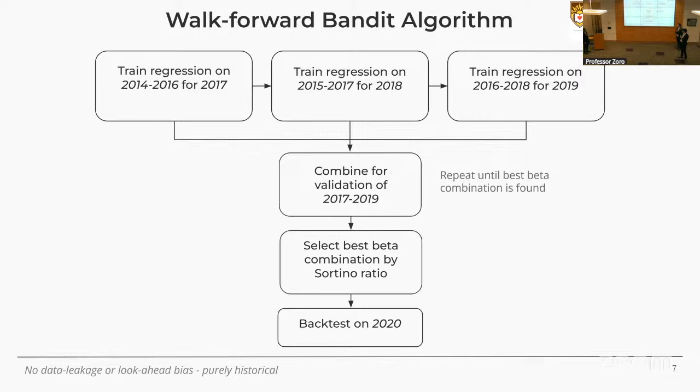And then you're going to get the Sortino ratio out of that validation period, and you're going to rinse and repeat, and you're going to try your new beta combination, and you're going to keep repeating that until you finally have a value that you call optimal based on the Sortino ratio maximization. Now, once you have that optimal beta combination from the validation period, you can now backtest that on 2020.